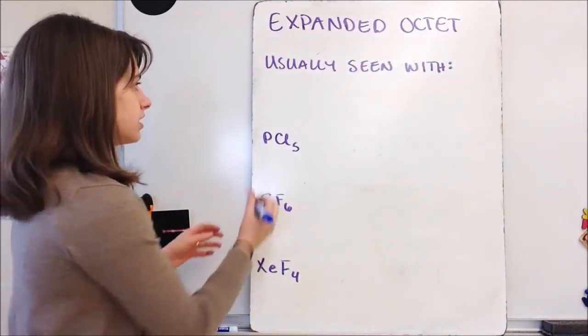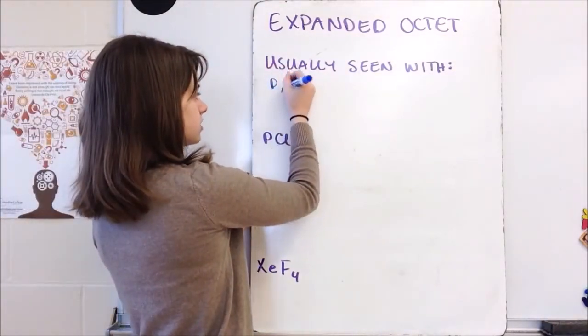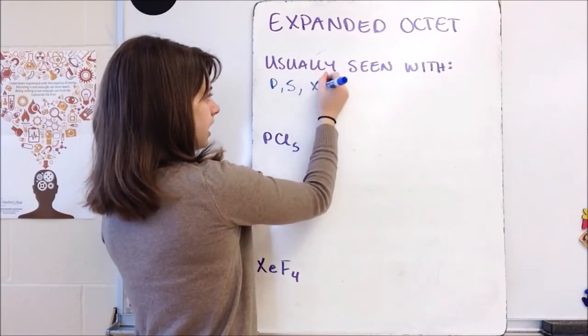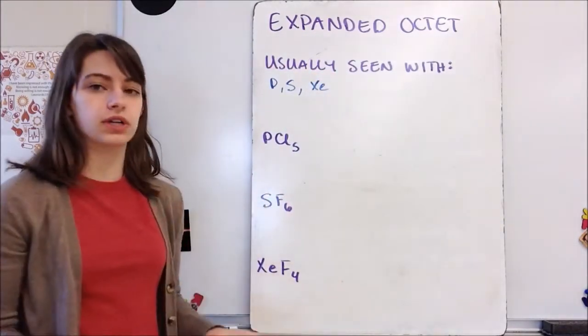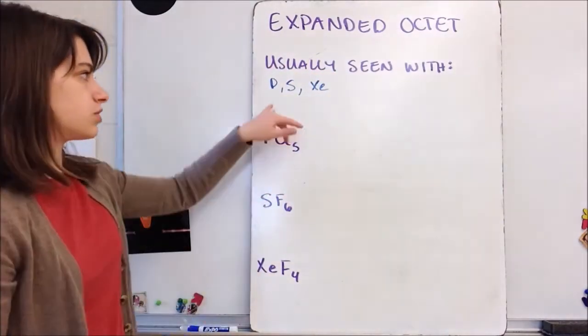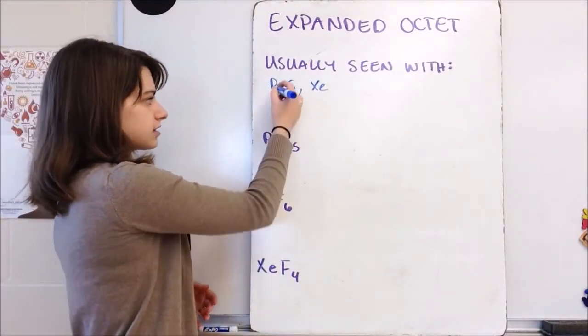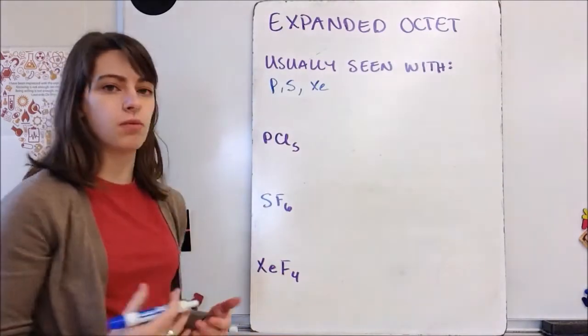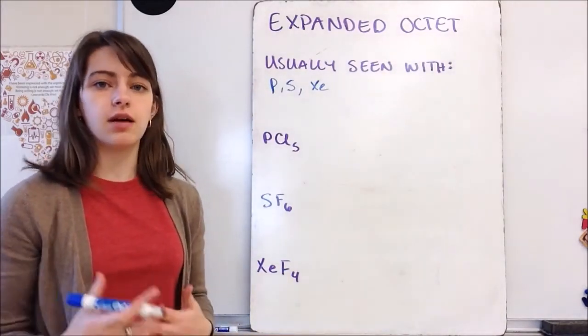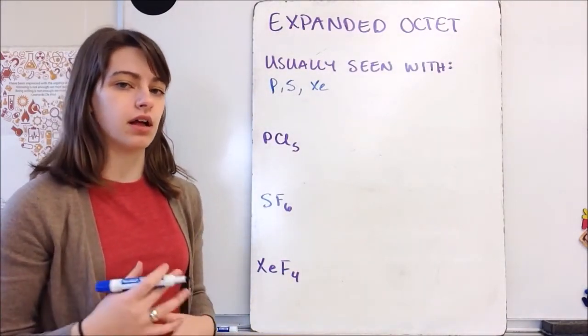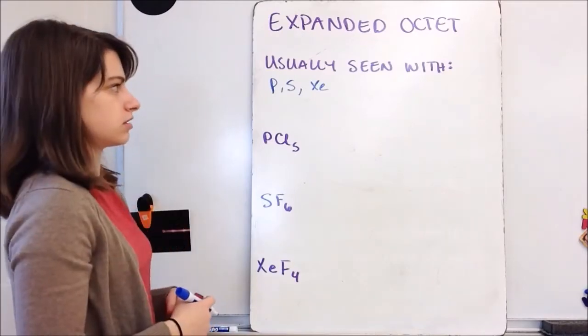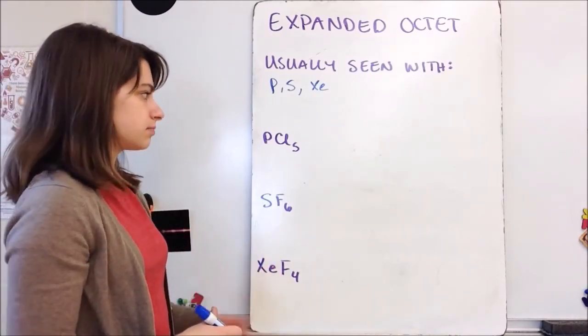And we usually see this with elements such as phosphorus, sulfur, and xenon are the most common ones that we see. So phosphorus and sulfur we know are nonmetals. Xenon is a noble gas. This is one of the few exceptions to noble gases don't bond. Xenon will bond every once in a while under very specific sets of conditions. So let's see what this looks like.